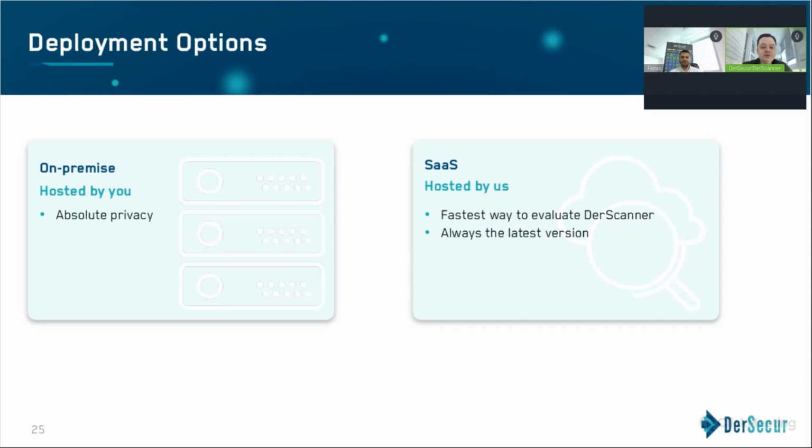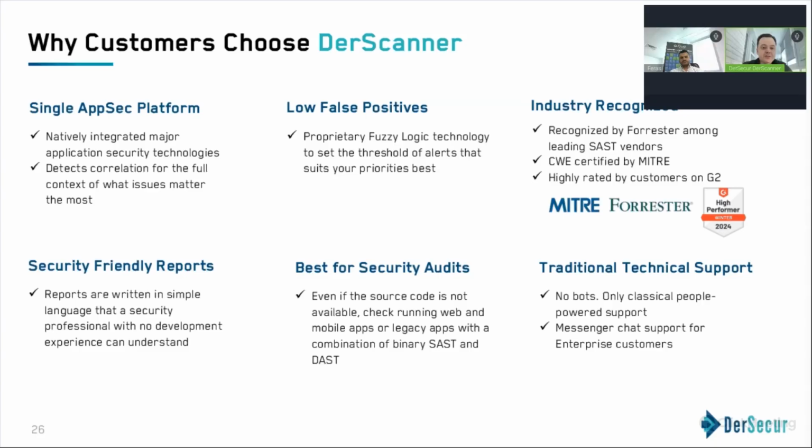Our approach to deployment is mostly on-premise based. You install DerScanner on your premises, so everything is under your control and you keep privacy at the highest level. But if you want to pursue a trial version or POC, the fastest way to try DerScanner is to ask us for access to our cloud. So there are two options: on-premise and cloud version. The major part of the deployments are on-premise based, but if you need access to our cloud, we can provide you with this.